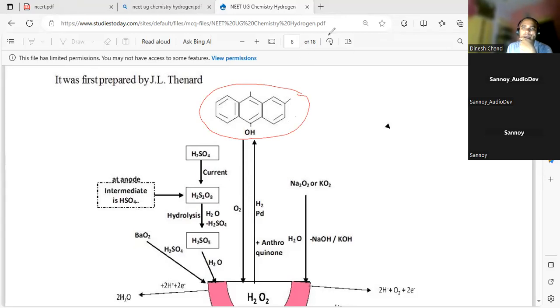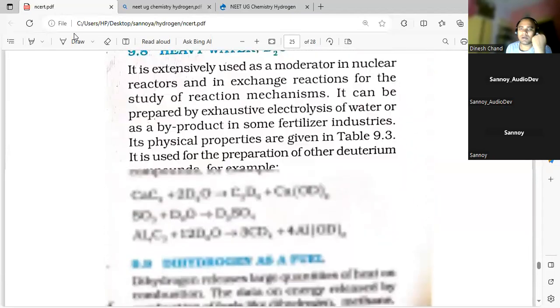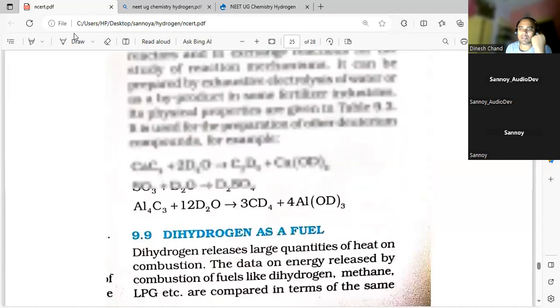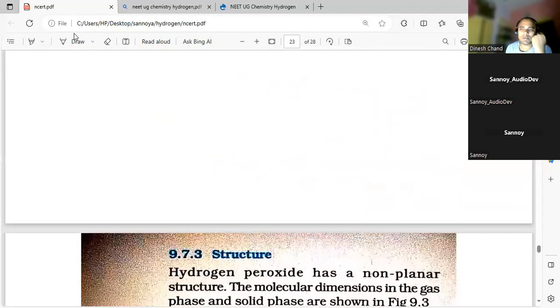So we are supposed to study the method of preparation, right? Generally, hydrogen peroxide is prepared from a peroxide only. We can take barium peroxide to prepare H2O2. Can you tell me what is barium peroxide? What is the formula of barium peroxide?